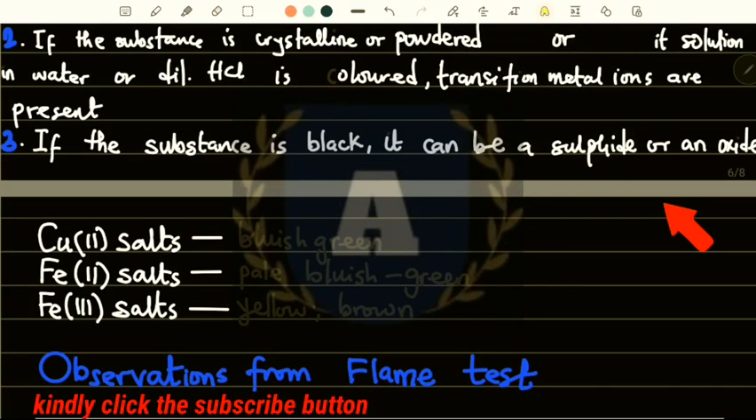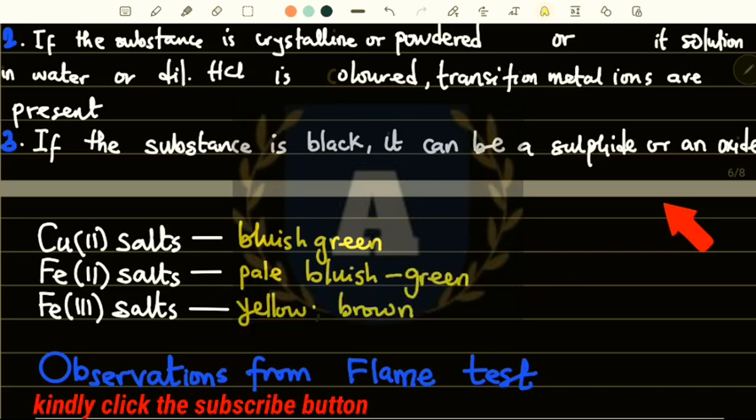The first one is copper 2. It is actually bluish green. Iron 2 is pale bluish green, and iron 3 is either brown or yellow.